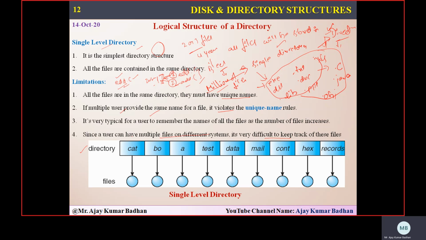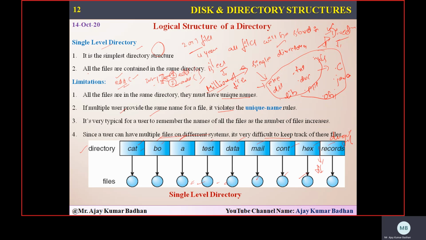This is the structure represented here. We have different file structures: cat, bo, a, test, data, mail, content, hex, record. These are the different files, and within the directory we are storing all of them. So this is a single level structure. Rather than having benefits, there are more disadvantages in this single level directory.